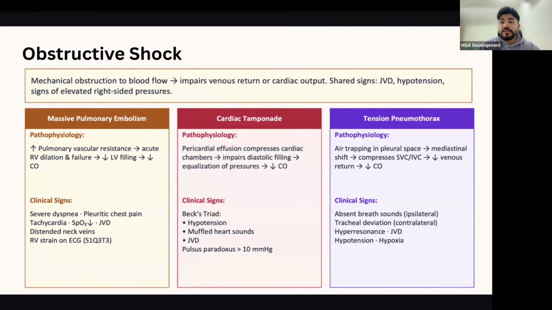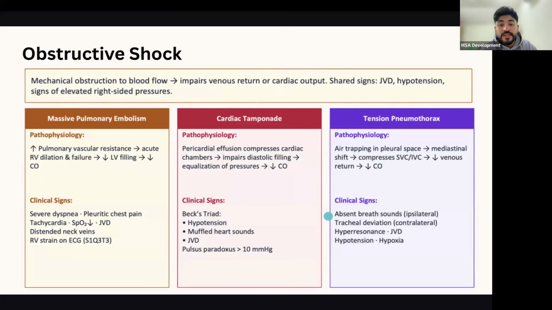How will you know the patient's having tension pneumothorax? First of all, he's going to be unstable. He's going to be in respiratory distress. And when you try to hear heart sound, breath sound is going to be absent. He's also going to have tracheal deviation, and he's going to be hypotensive. So this is how you know that he's having tension pneumothorax. These are the 3 most common causes of obstructive shock.